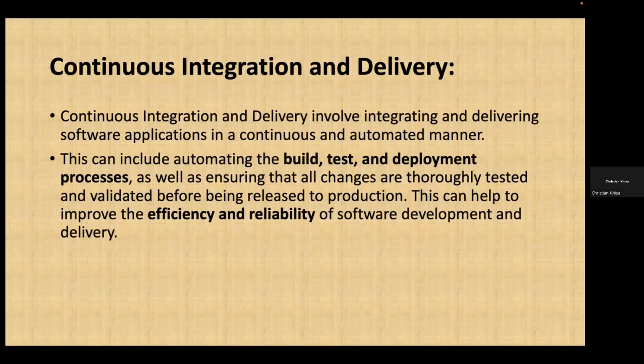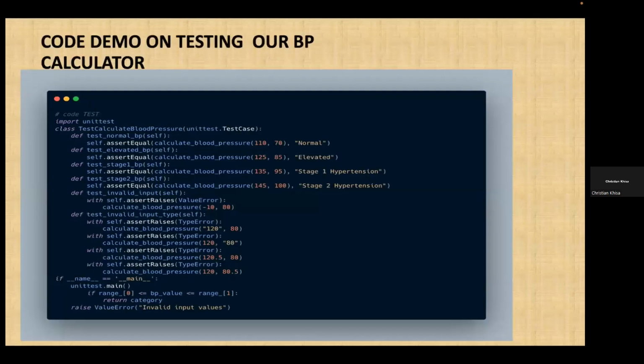Then we will go now to the code demo for testing our BP calculator, which will basically just check the BP. These are tests that we write. And when the tests are written, you see they cover all the edge cases. Assume I give it a string and I don't give it an integer. This will always end up raising an error.